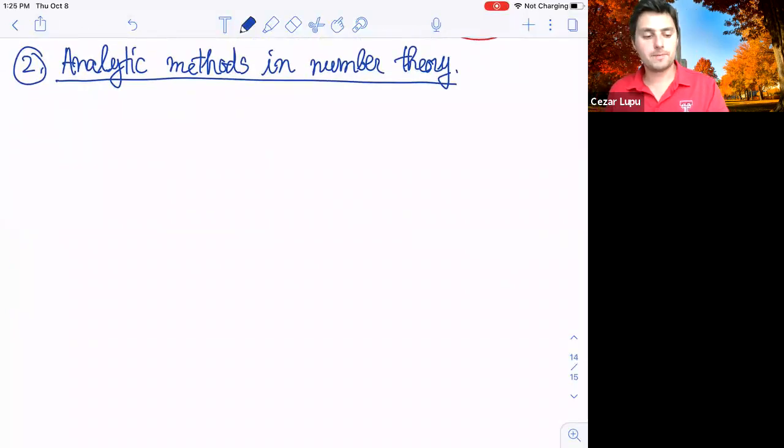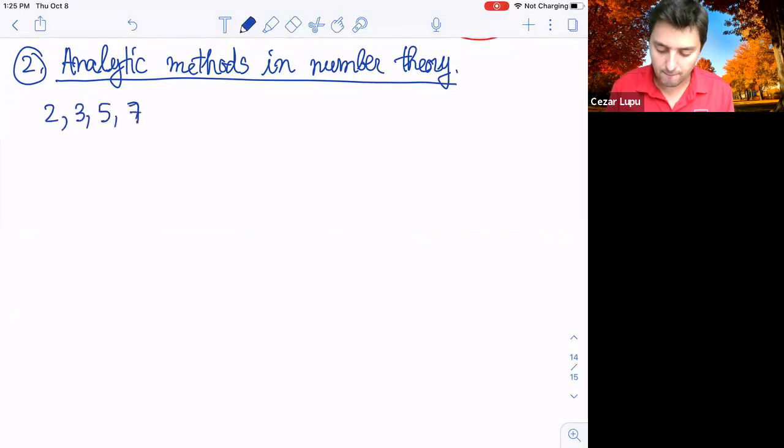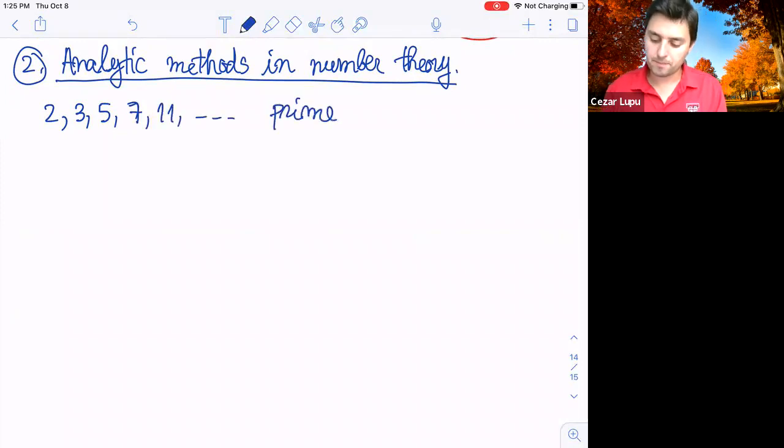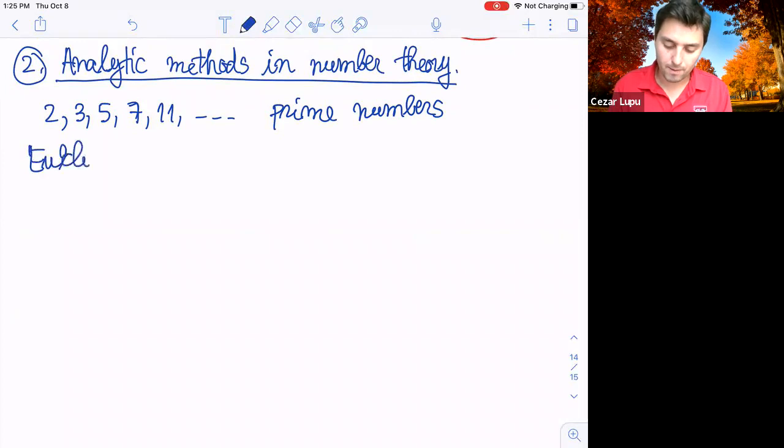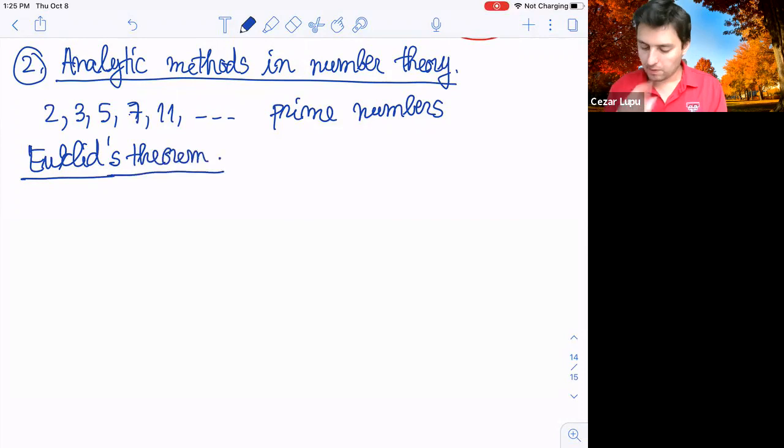Well, you know, these are the prime numbers: 2, 3, 5, 7, 11, and so on. These are the prime numbers. And you know that from Euclid. So Euclid's theorem, in fact, you can actually prove it, says that there are infinitely many prime numbers.